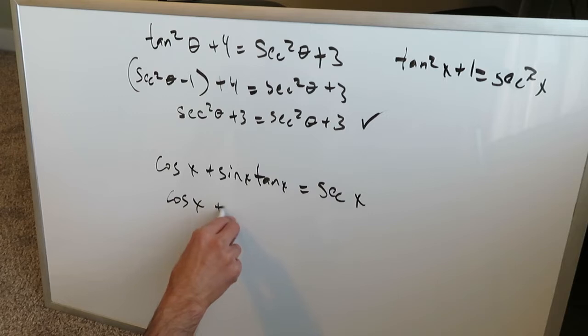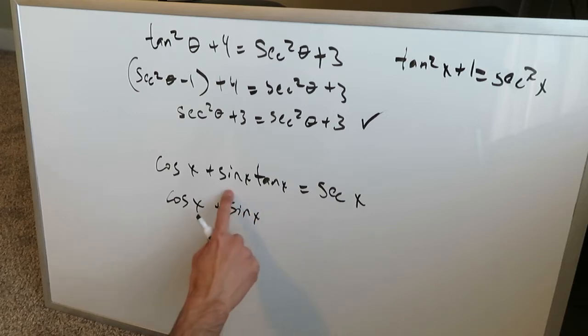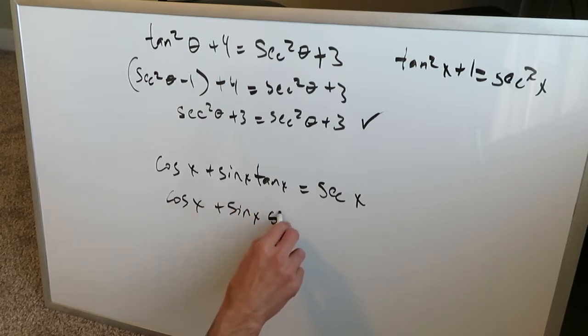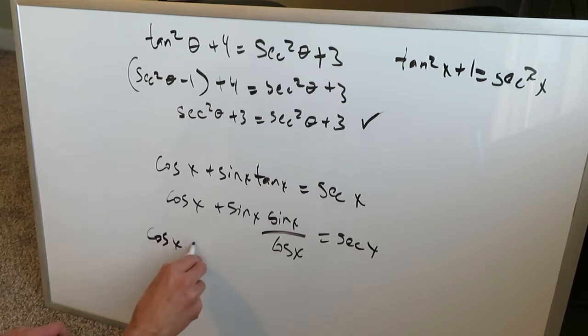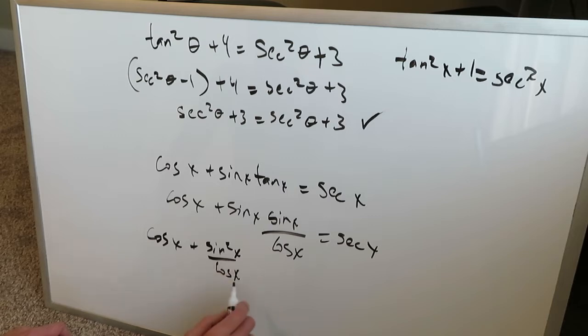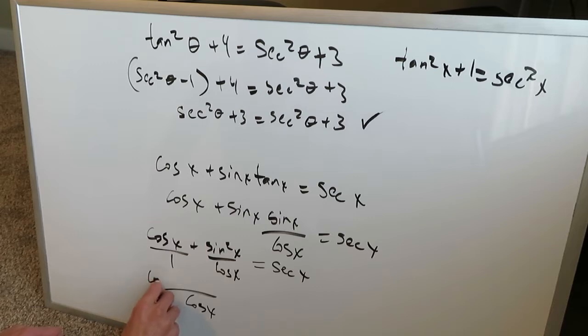Cosine x plus sine x, and you condense it by opening up the tangent into this function right over here, is equal to secant x. Multiply this over here, you get cosine x plus sine square x over cosine x, we'll do over 1, is equal to secant x. We have to still prove that all of this is equal to that.